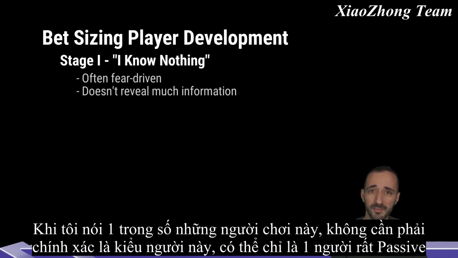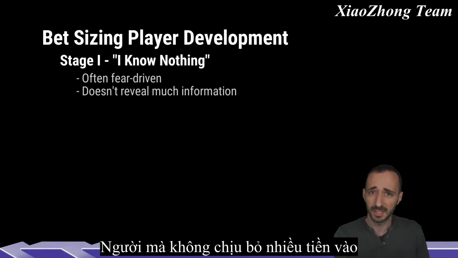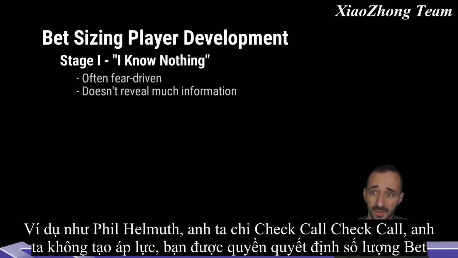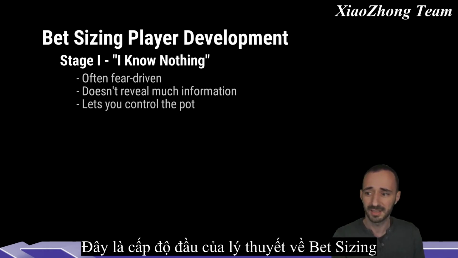And when I mean one of these players, it doesn't have to be exactly this player. It could also just be a very passive player who doesn't put much money in, like Phil Hellmuth, for example, who's like check call. Check call is not putting pressure on, and you get to determine the amount and the order that bets go in against a guy like this. So this is the first level of bet sizing theory.